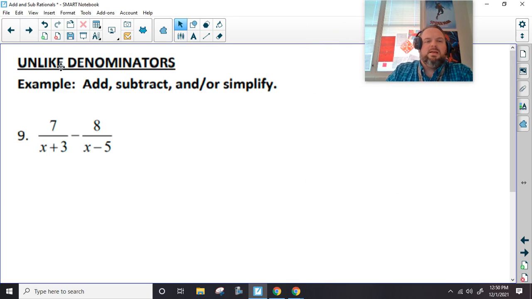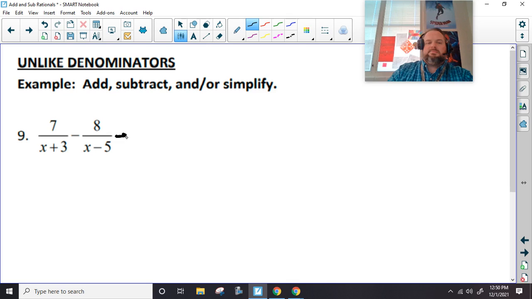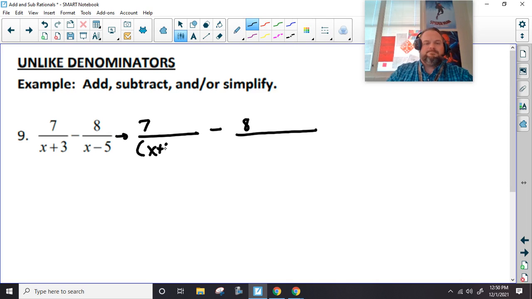Unlike denominators, there was a movie in the 80s called The Denominator. No, The Terminator. There was a Terminator movie in the 2000s. The original one was in the 80s. Okay, good deal.